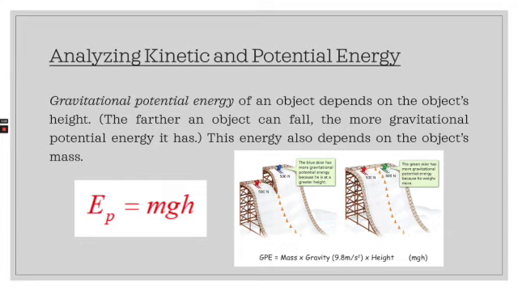So what we're seeing here in the picture is the effect of, right, the blue skier will have more gravitational potential energy because he's at a higher height compared to the red skier. And then here in the next example, the green and the red skier, the green has more gravitational potential energy because he has a larger mass compared to the red skier. All right.